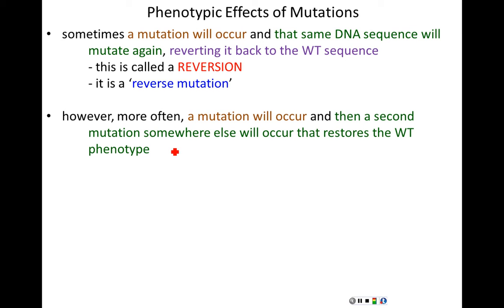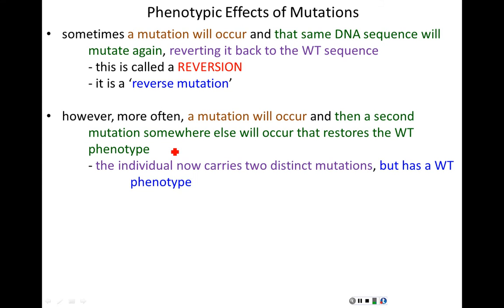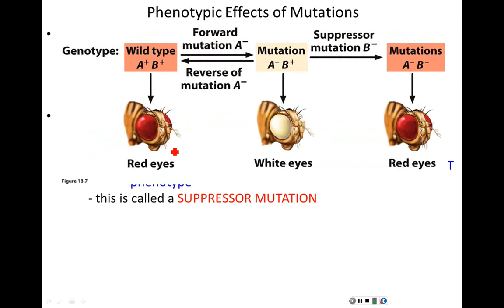What's more common, what happens more often, is that a mutation will occur and it results in some phenotype, and then a second mutation will occur somewhere else, maybe somewhere else in that same gene, maybe somewhere else in a different gene for a different protein that affects the same phenotype, but a second mutation happens that's different and distinct from the first. And that second mutation somehow restores the wild-type phenotype. The individual now carries two distinct mutations, right? Two distinct mutations, but now has a wild-type phenotype. We call that a suppressor mutation.